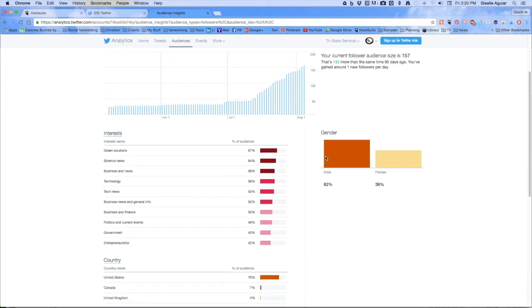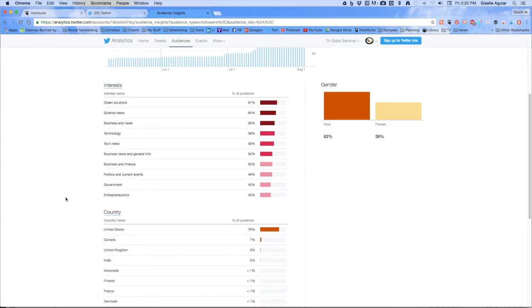Okay, so this tells me 62% male. Doesn't surprise me, being that it's an industrial. But what is really good to notice here are interests. Okay, so green solutions, science news, business, technology, tech, business news and general info, business and finance, politics, current events, government and entrepreneurship. Okay, so this gives me a lot of information as to what the followers for this account are interested in. Okay, so I'm going to keep pushing the green stuff and the conservation and the sustainability and all that kind of stuff, because that's a big part of this industry.